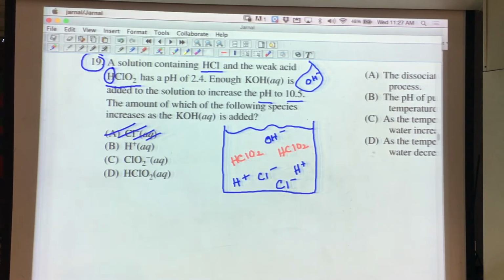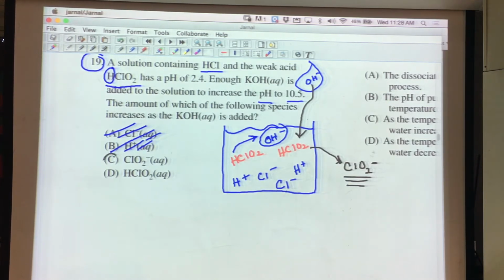Does the H plus steadily increase? Not if I'm adding a base, okay? Now what's happening? Doesn't the strong base force the weak acid to give up its proton? Yes, and what it produces as a result is the conjugate base of the weak acid. So as I keep adding the strong base, it keeps forcing this to become this. So the conjugate base keeps increasing.